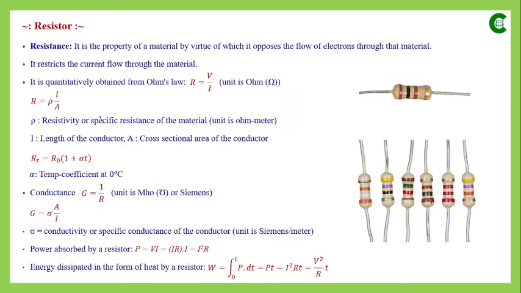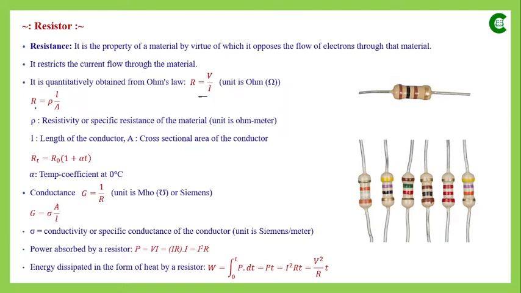Quantitatively, resistance can be measured from Ohm's law, and that we know is the voltage drop across that resistor divided by the current that flows through that resistor. And we know that the unit of resistance is ohm. Also, resistance can be represented as the product of resistivity and the length of that material or conductor divided by the cross-sectional area of that conductor.